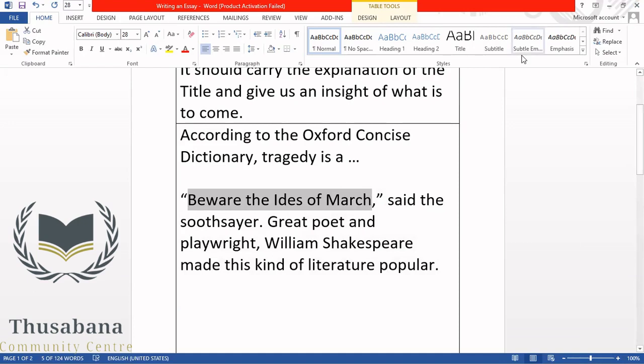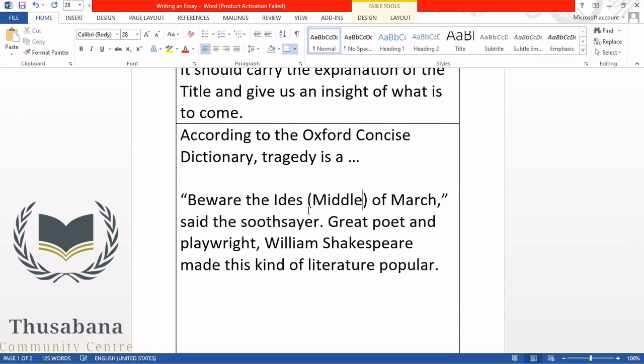And there had been a sort of sangoma who had told him, you must be aware of the Ides of March. So the Ides of March is basically the middle of March, which would be the 15th of March. In that sense, that's the day he was going to die. They had prophesied that to him. Okay. But Julius Caesar is an example of a tragedy.